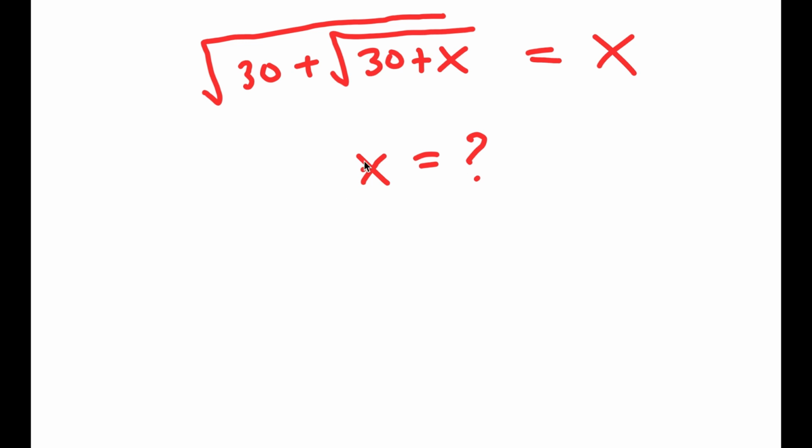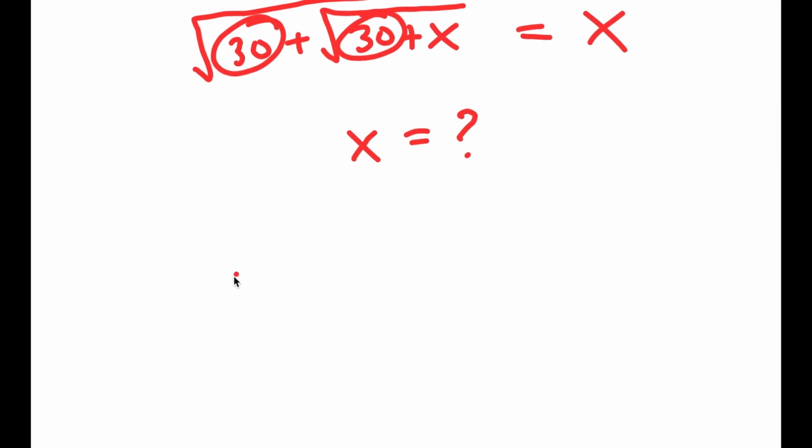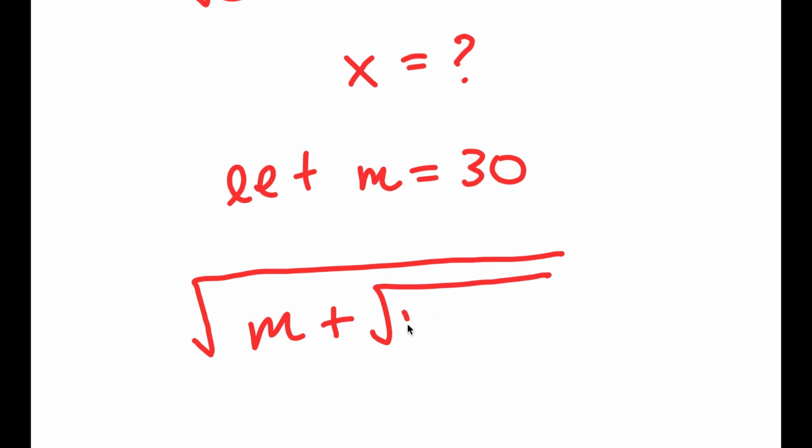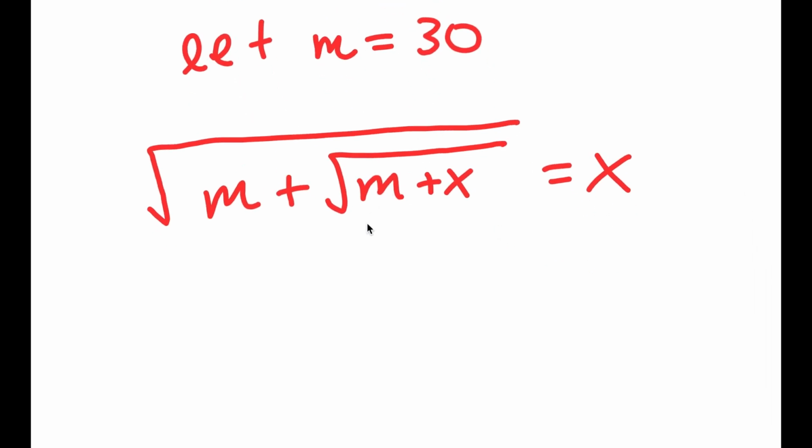So what I'm going to do is substitute in a variable for 30. I'm going to let the variable m equal 30. So now I have the square root of m plus the square root of m plus x is equal to x. And the reason I'm doing this is it just makes it a little easier to solve. You'll see why in a second. But now I'm going to square both sides.